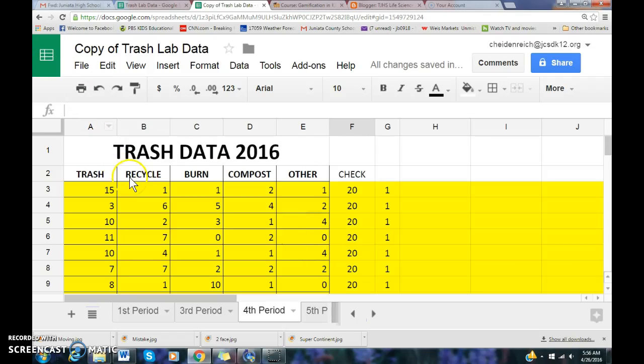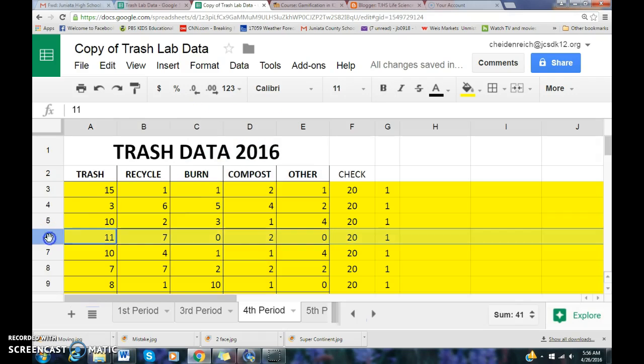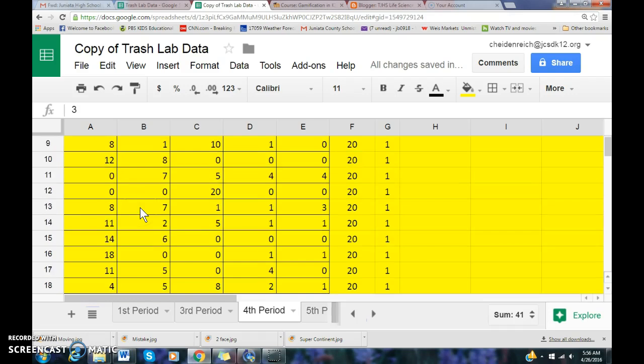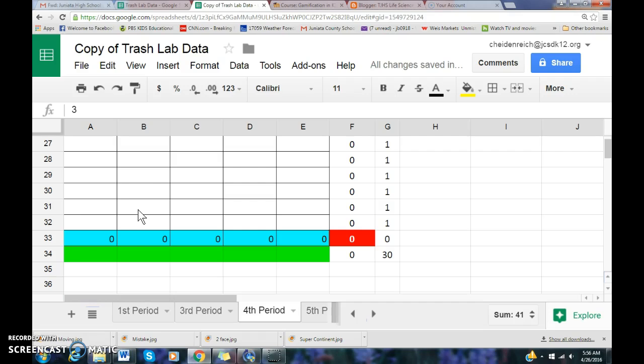How do we do the trash lab? Well, first of all, you have to know how to work in Google Sheets. Columns are given letters and rows are given numbers. Rows go side to side. And you have to make the computer do math for you.